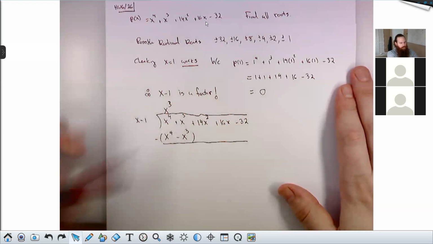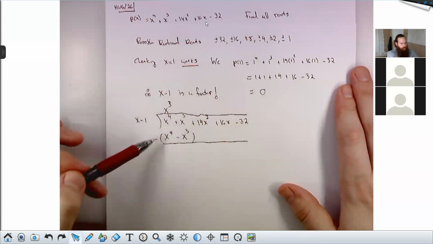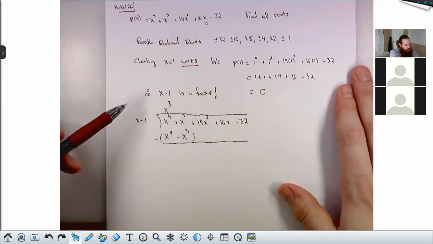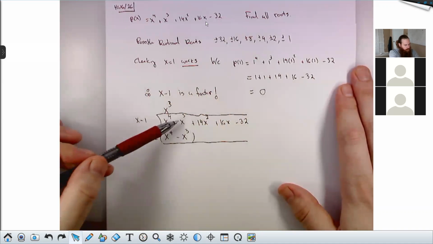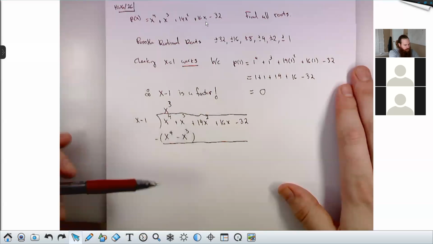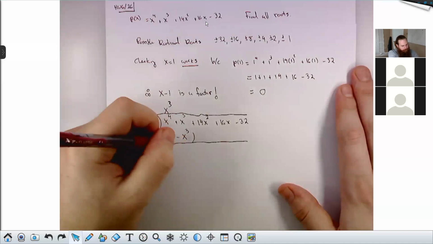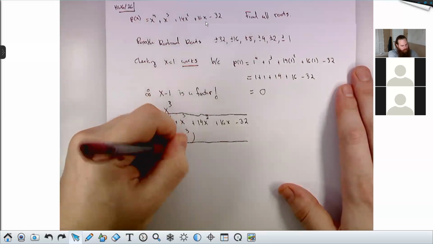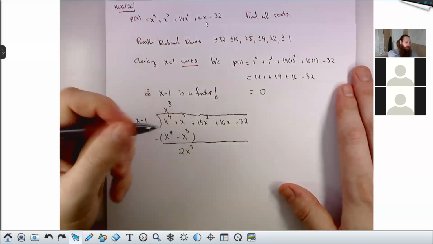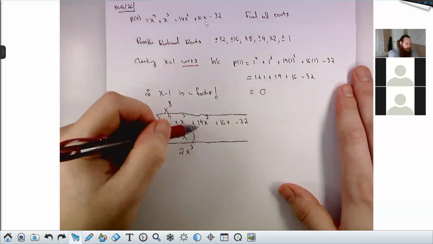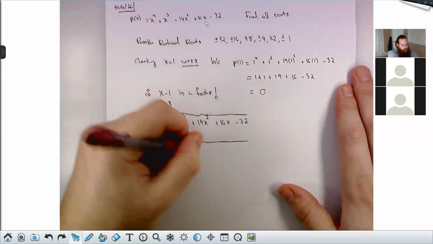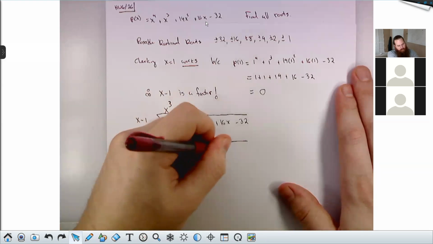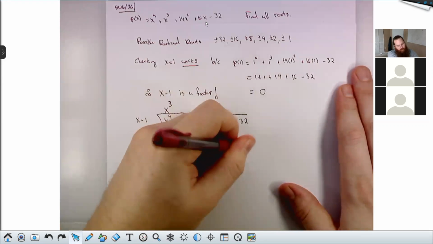X to the 4 minus x to the 4 is 0. X cubed minus negative x cubed. Right? Just making sure. X cubed minus negative x cubed is 2x cubed. Right? 1 minus negative 1, 1 plus 1, or x cubed plus x cubed. That's 2x cubed. And then all these other guys come down because I'm not subtracting anything from them. So plus 14x squared plus 16x minus 32.